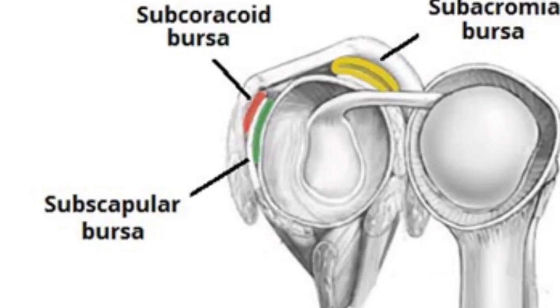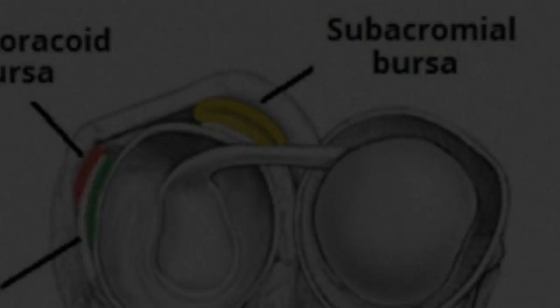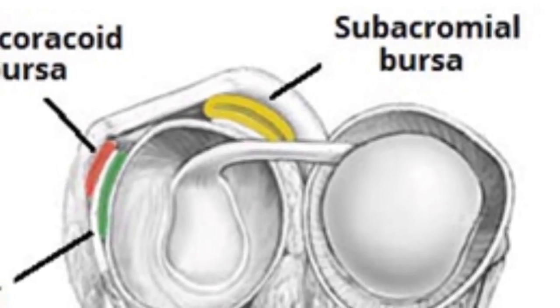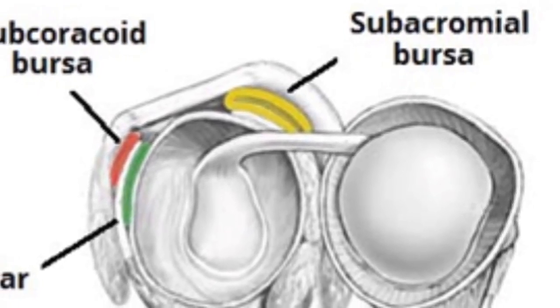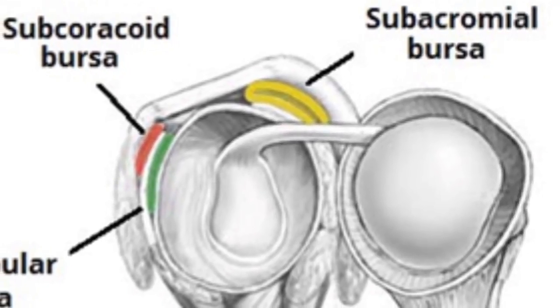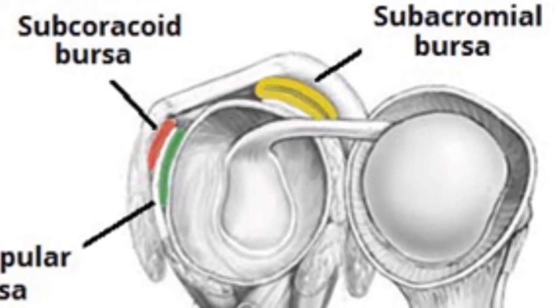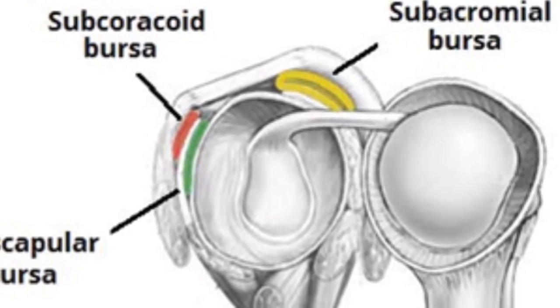A bursa is a synovial fluid-filled sac, which acts as a cushion between tendons and other joint structures. The bursae that are important clinically are the subacromial and the subscapular. Let's begin with the subacromial. Located inferiorly to the deltoid and acromion, and superiorly to the supraspinatus tendon and the joint capsule. It supports the deltoid and supraspinatus muscles. Inflammation of this bursa is the cause of several shoulder problems.